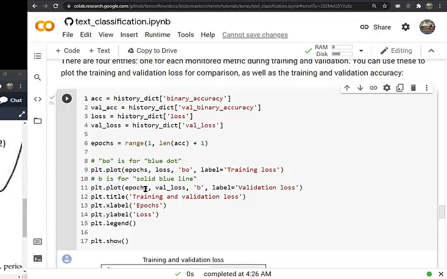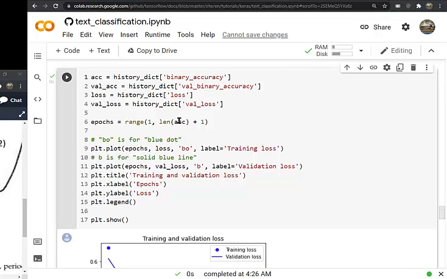Similarly, this is for the validation loss, the epochs. That's the x values, y values. This is just a blue line. Okay, title and x labels. So we'll be using this for other situations as well.